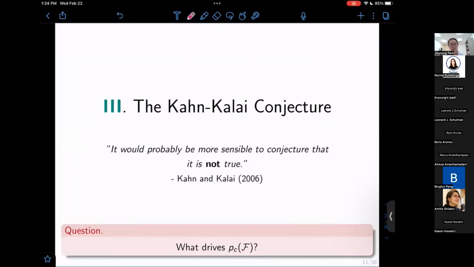In the next slides, we're going to examine 3 examples, and from those examples, we're going to investigate what drives the threshold. What drives the location of the thresholds? What determines or what affects the location of the thresholds? That's what we're going to investigate in the following 3 examples.